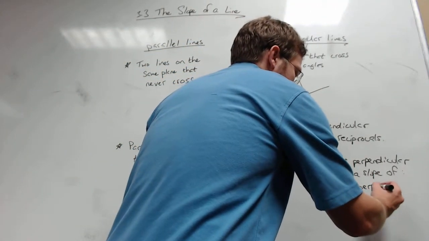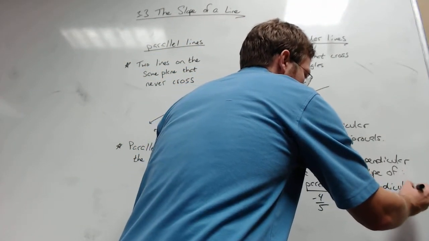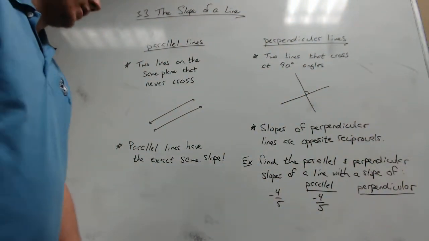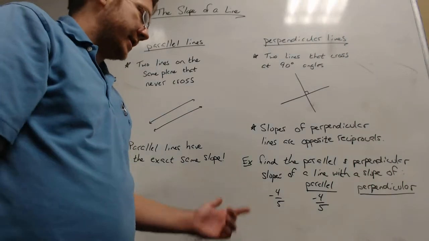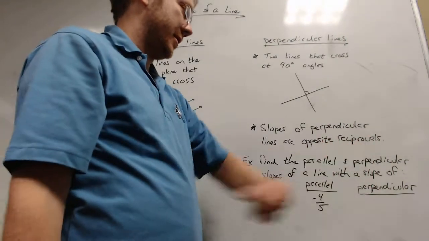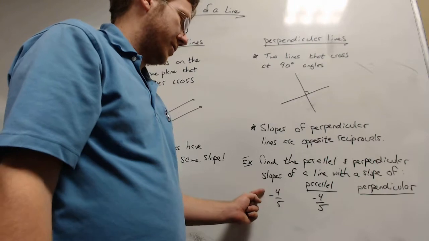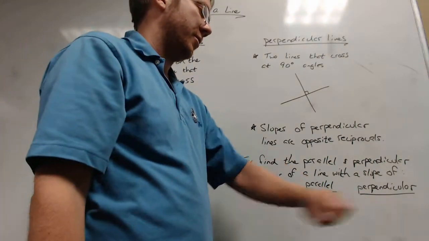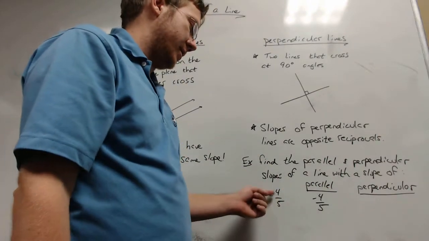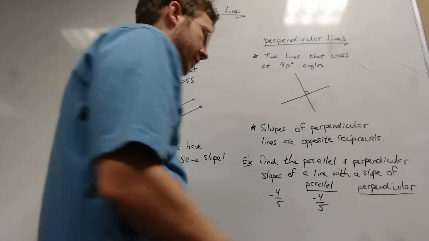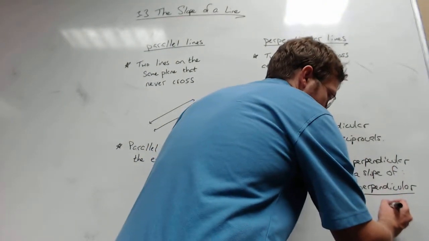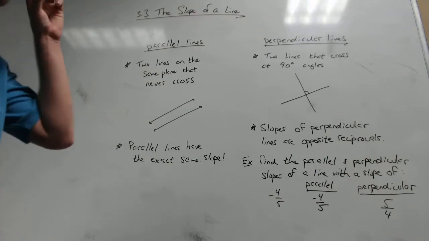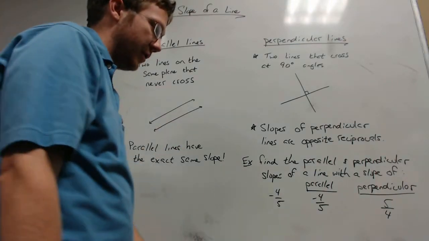Perpendicular, here we have to do a little bit of work. Perpendicular lines have opposite slopes. So if my original line has a slope of -4/5, since this is negative, my perpendicular slope better be positive. Since this is 4/5, my perpendicular slope better be the opposite, or the reciprocal, and be 5/4. Pretty easy once we know what to look for and know what to do.